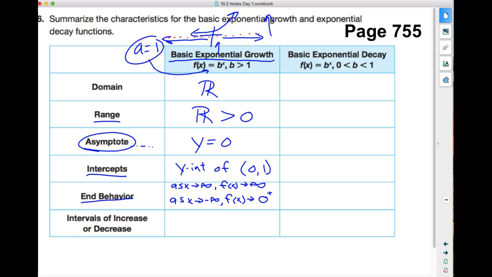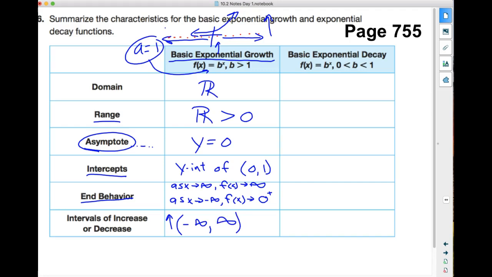Intervals of increasing or decreasing. Bless you, that just looks at your graph. Does this graph ever stop going up if you read it from left to right? No, so my interval of increasing is from negative infinity to infinity. It never stops increasing in an exponential function. They're always going up, no matter where they're starting from.